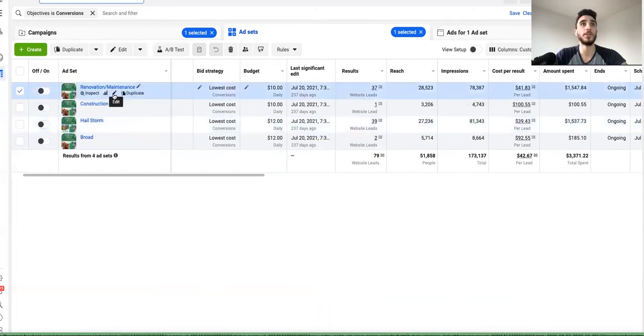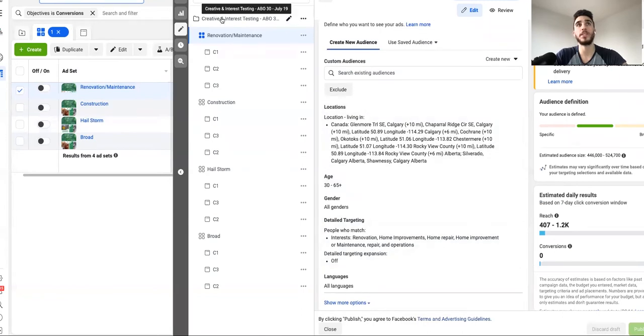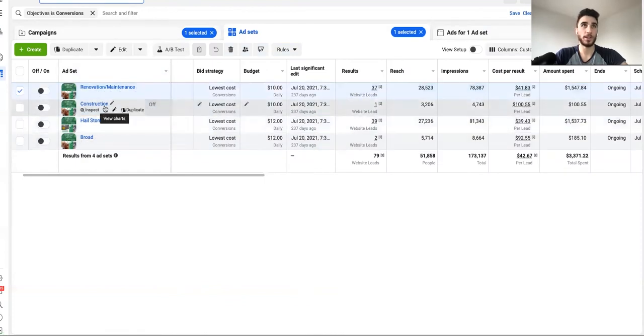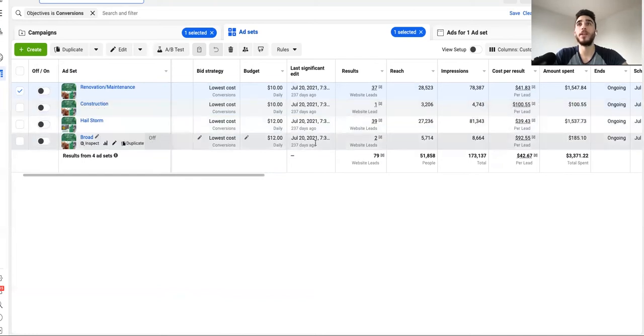Now, if we click into this, we're targeting people who are interested in renovation, home improvements, home repair, or maintenance, repair, and operations. Okay. And again, 30 to 65 plus. We're targeting renovations because people who are looking for a brand new roof or looking to renovate their home fall into that category. So these 2 perform very well. We tried construction, and as you can see, we only spent $100 and turned it off because we only allow our cost per lead to be at such a price. And so this was turned off. And then, as you can see, this one was broad, where we targeted the entire service area. That resulted in a $92 cost per lead.